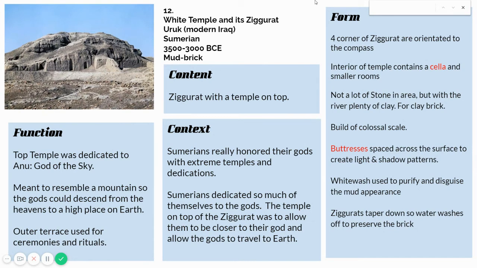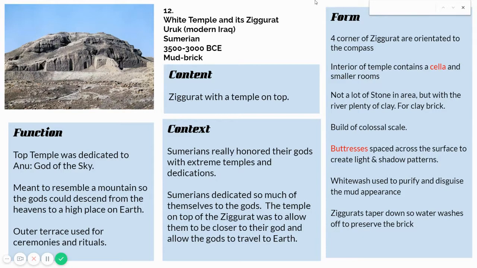The other amazing thing about these ziggurats is that there are buttresses spaced across the surface to create light and shadowy patterns. And on the next slide, I'll be able to point those out to you.